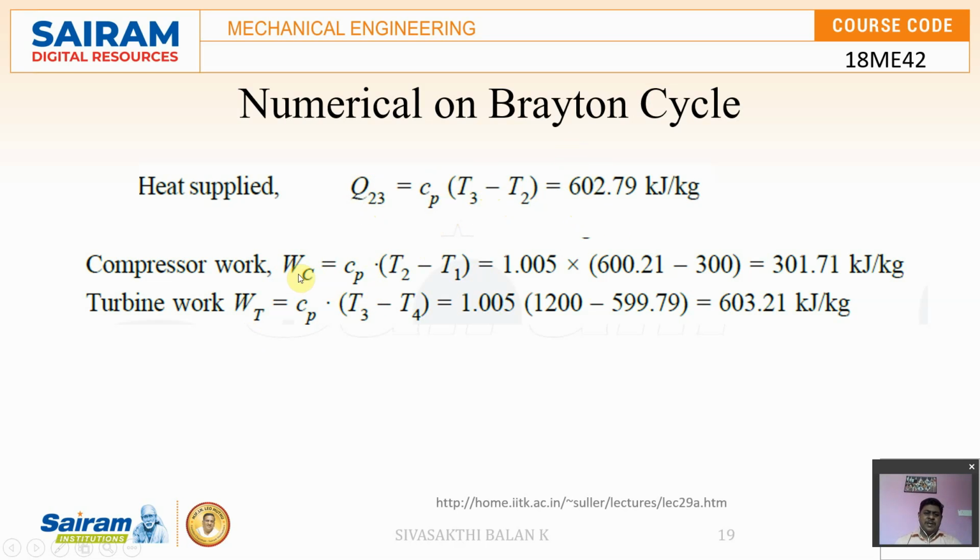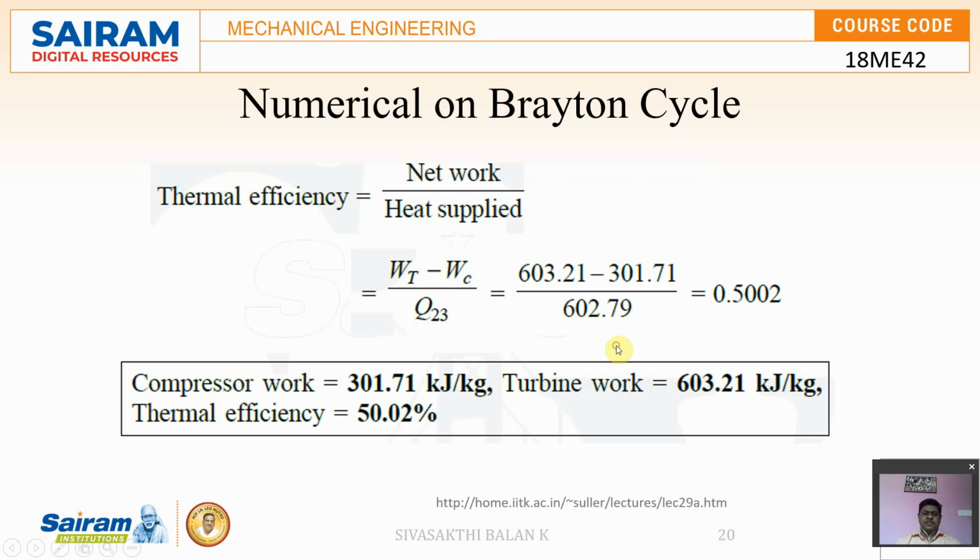In the same way, we can easily calculate WC, compressor work, and WT, turbine work, with the same relation Cp. Compressor work takes place between processes 1 and 2, and the turbine process is between 3 and 4. So the temperature differences are 2 to 1 and 3 to 4 respectively. Substituting all the known values, the value we get for WC is 301.71 kilojoules per kilogram, and WT, turbine work, is 603.21 kilojoules per kilogram.